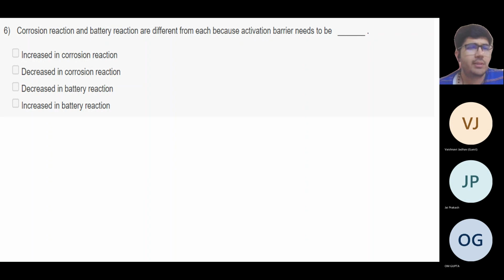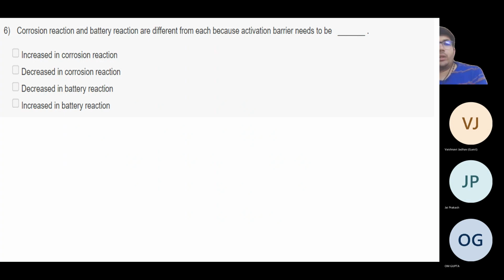The question is, corrosion reactions and battery reactions are different from each other because activation barrier needs to be. So activation barrier, I have told you, is the barrier that is there for reactions. First of all, we have to overcome the activation barrier. After that only the complete reaction will occur. So we never want corrosion to be there. So for corrosion, activation barrier should be high, and we want battery reactions to happen very easily, so we try to have lower activation barrier.